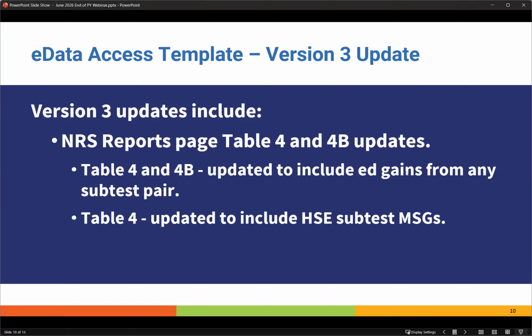Both the table 4 and 4B also, all of them now include under that EFL gain by post-testing column, gains that occurred in any subtest pair for the adult, not just the entry-exit pair. So you'll notice, if anything, moving from version 2 to version 3, not only those HSE subtests are counted in your table 4s, you no longer have to do that manually. You'll also see that the tables 4 and 4B will indicate gains in any subtest pair.